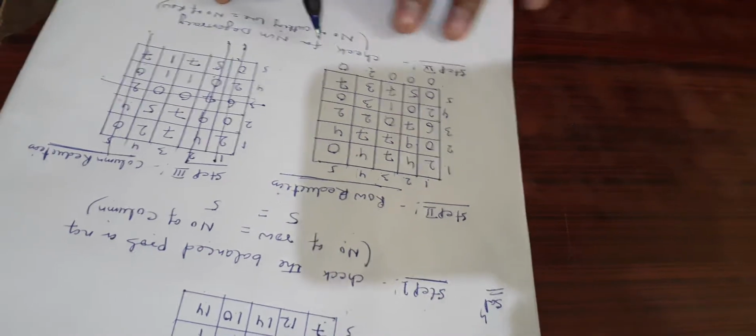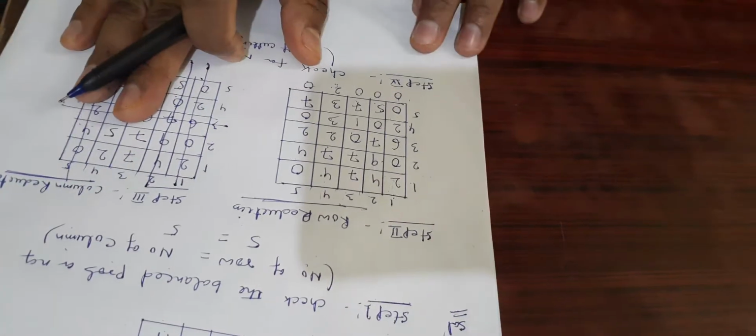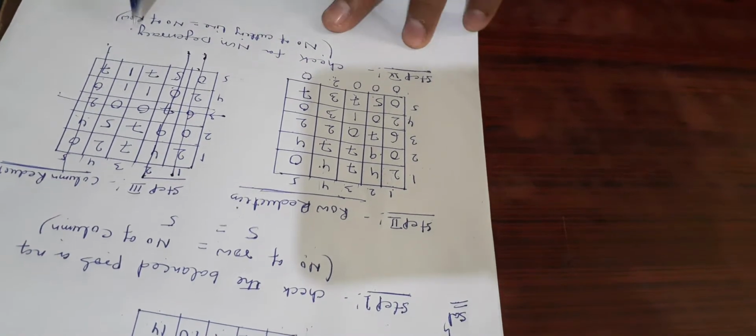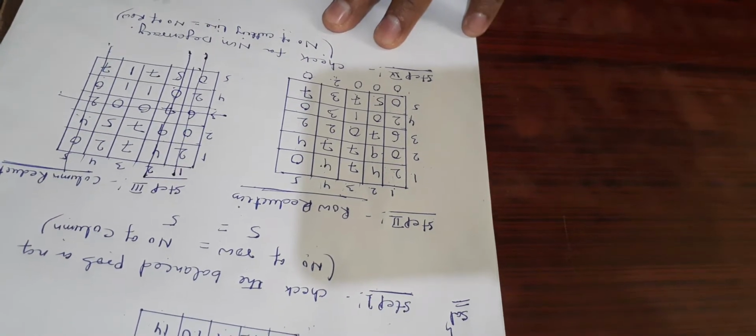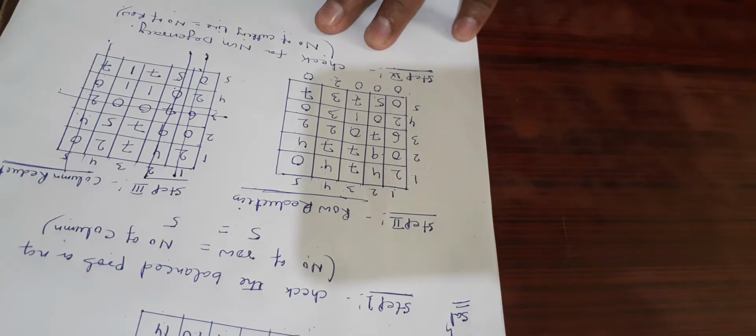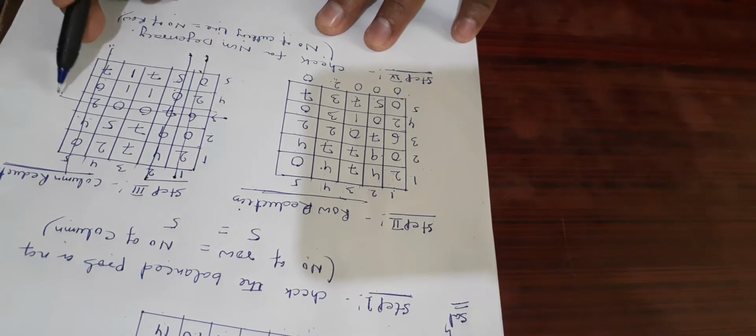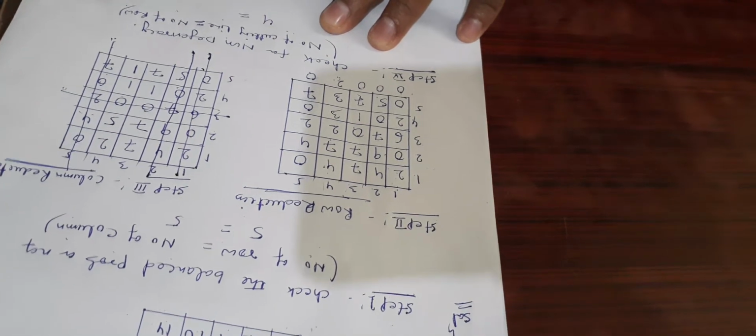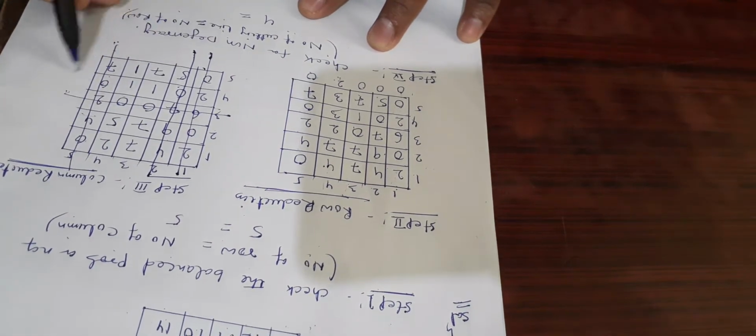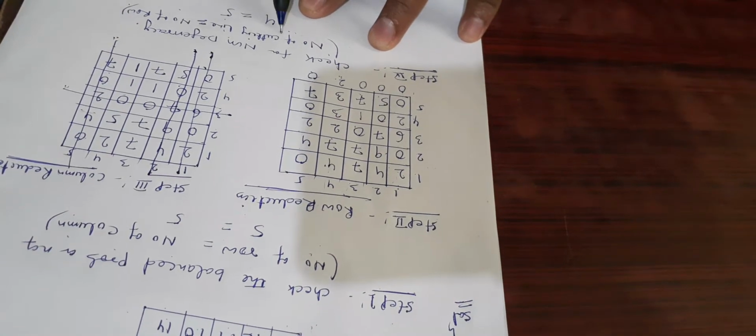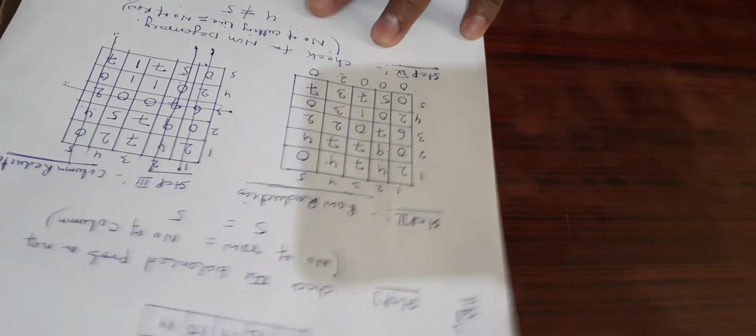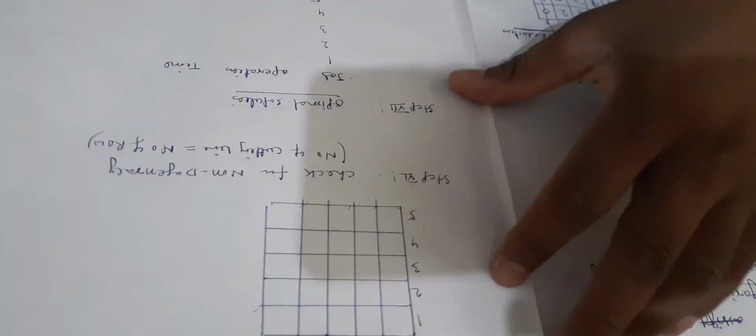Now after cutting this 0, go for the next step, check for the non-degeneracy. Number of cutting lines is equal to number of rows. Number of cutting lines: 1, 2, 3, 4. So the number of cutting lines is 4, and the number of rows is 1, 2, 3, 4, 5, which is 5. So the number of cutting lines is not equal to the number of rows. Then go for the next step.